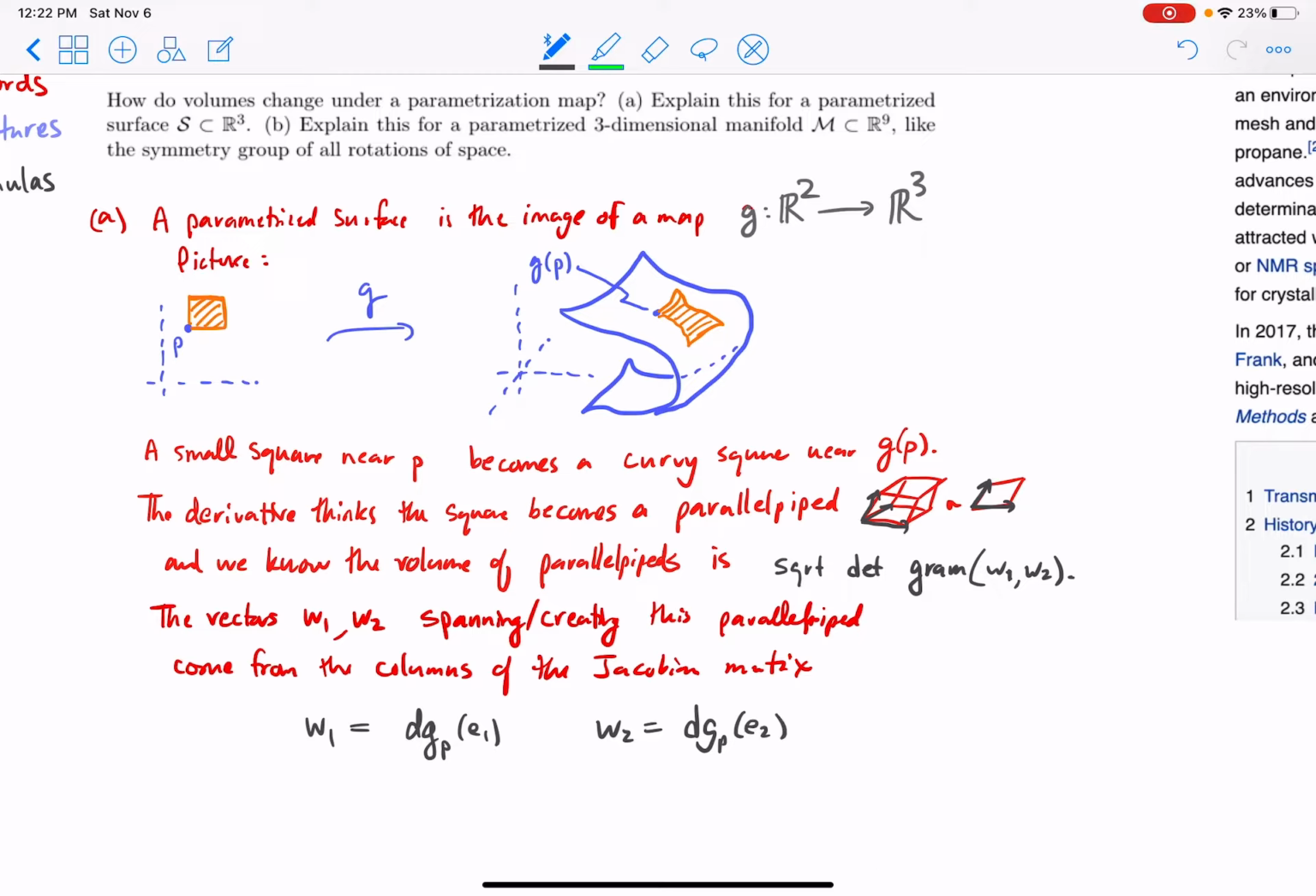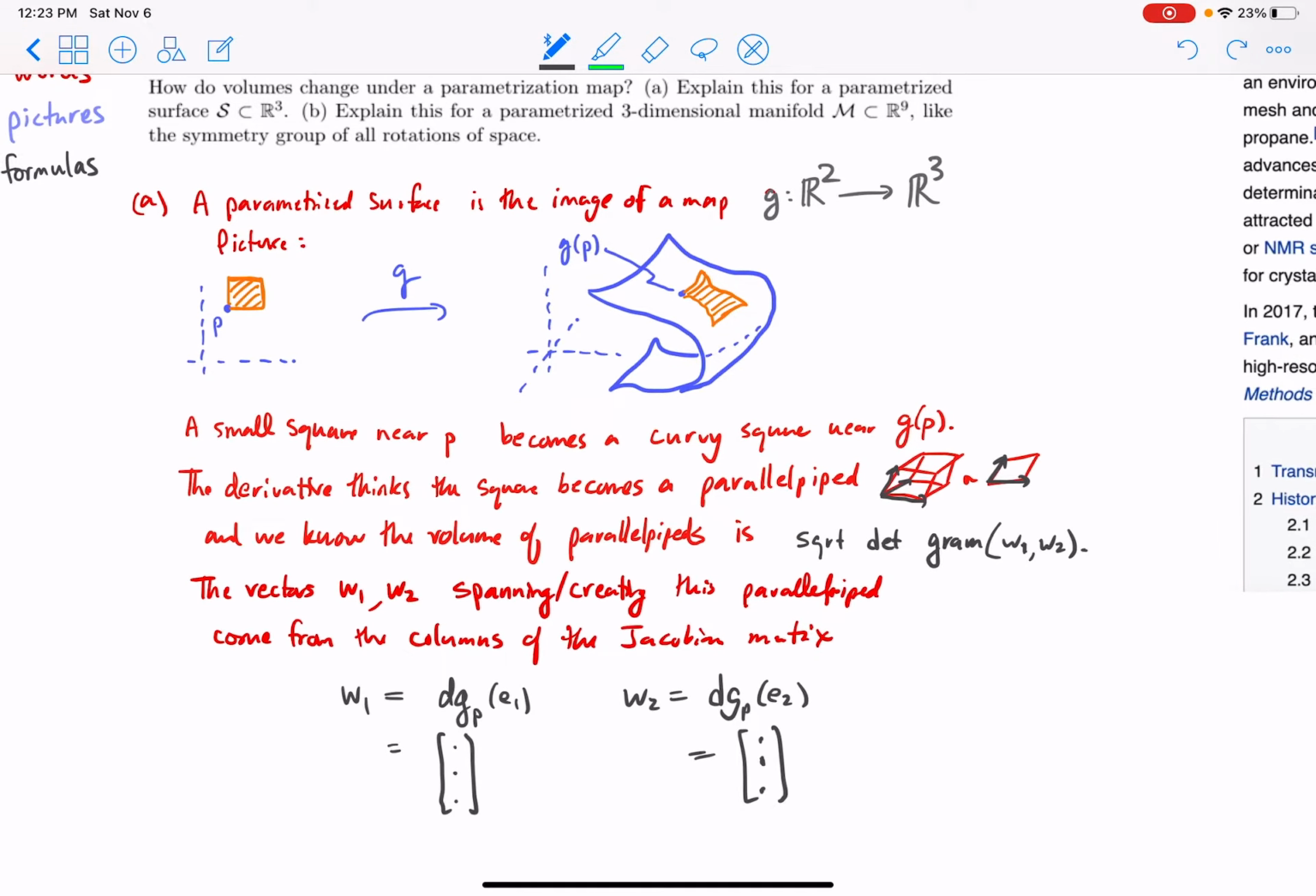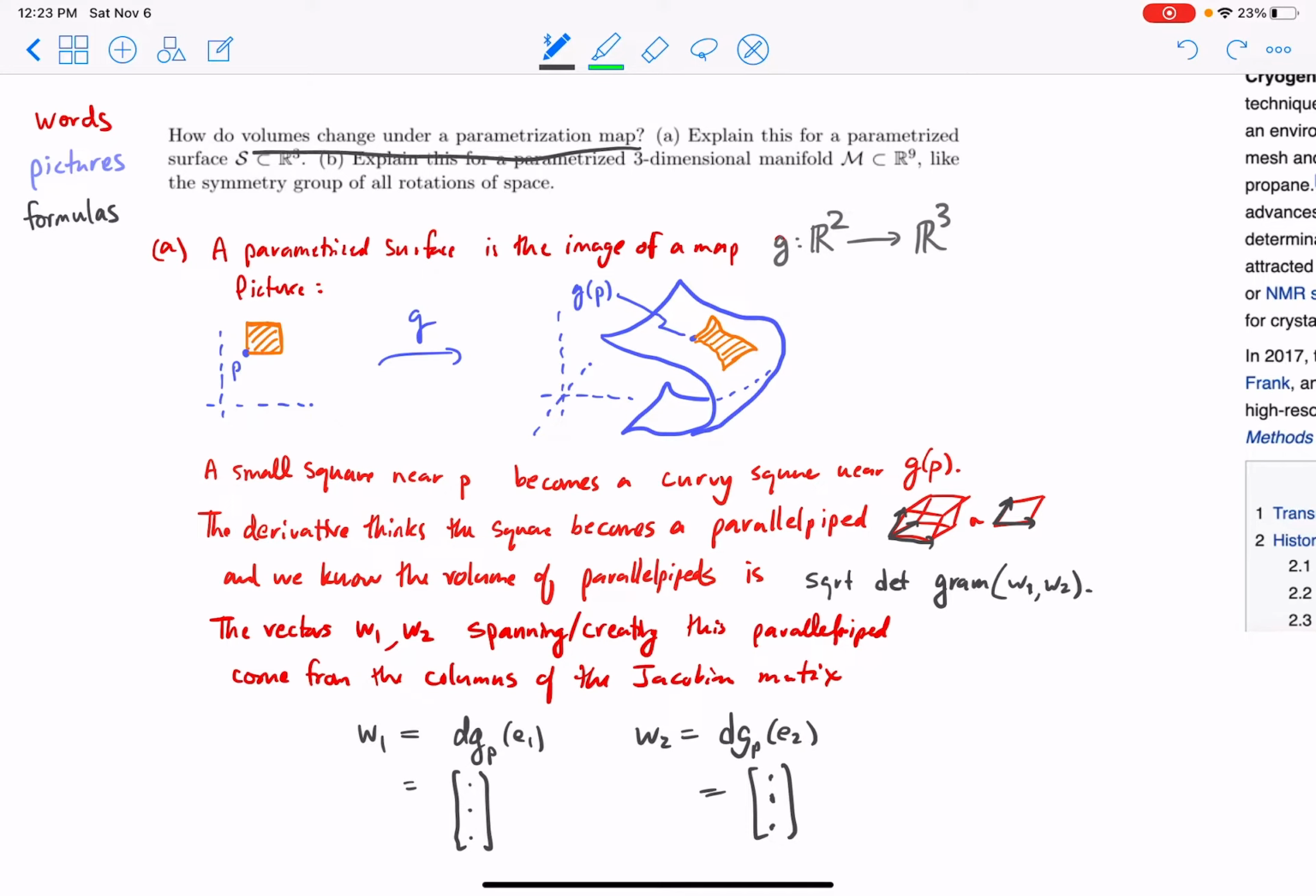And in this case, W1 is literally like a vector with 3 components, 3 numbers. We have plugged in at the point P, and we've plugged in the vector E2, and we get out just that one column, the second column, or the first column. Okay. And so, we can actually compute that. And so the question is finally, how do volumes change under the parameterization map?